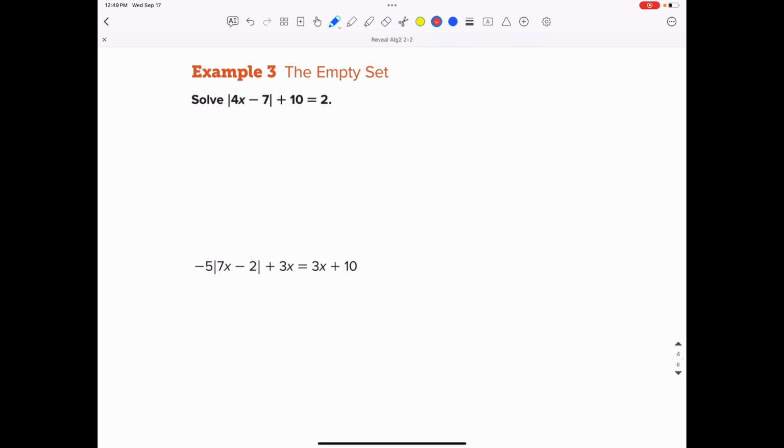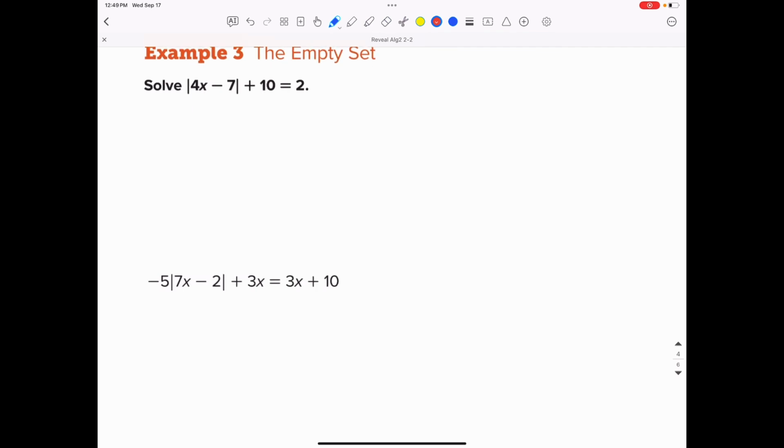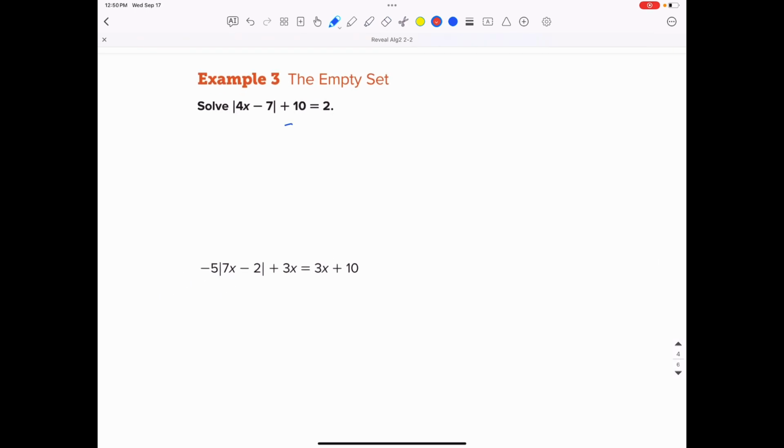Let's look at example 3. It just says empty set. So we're going to solve 4x minus 7 plus 10 equals 2. So again, the very first thing, get that absolute value by itself. So we will subtract 10 from both sides. And you get absolute value of 4x minus 7 equal to -8.